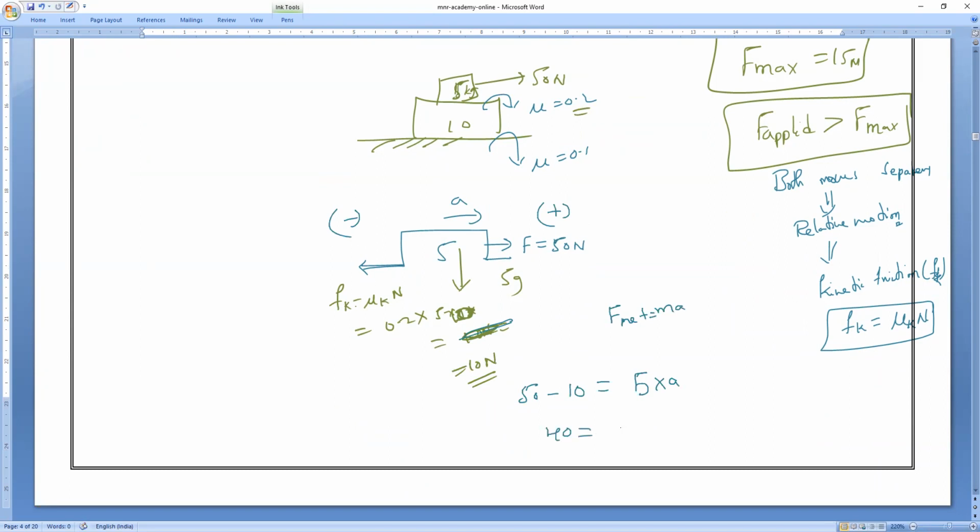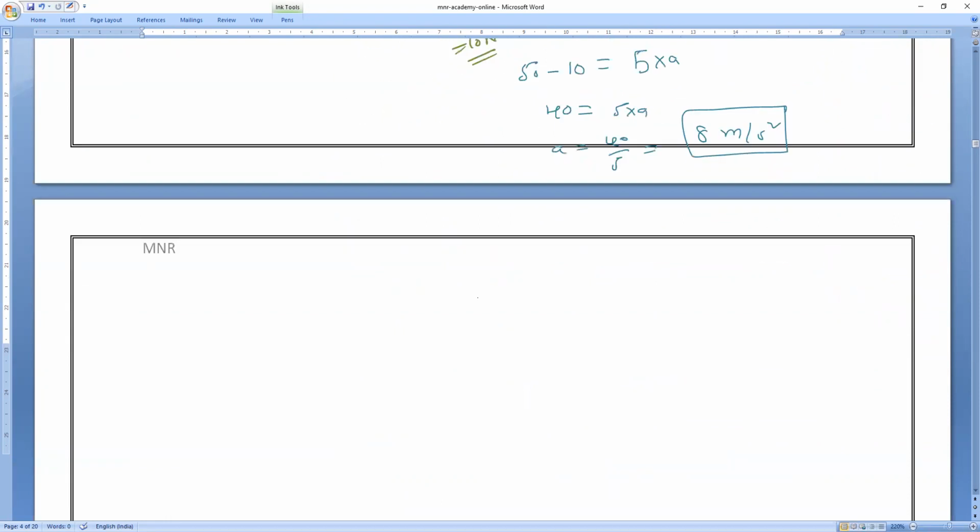So 40 equals 5 into A. So A equals 40 by 5, which is equal to how much? 8 meter per second square. Acceleration of what? First body or second body? The 5 kg body. Then what about the 10 kg body?